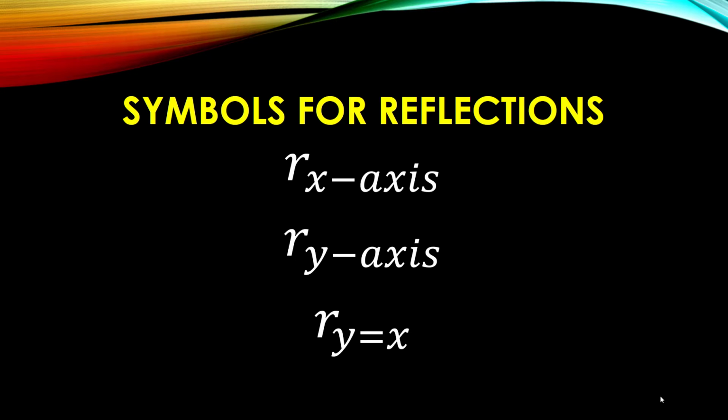So here are our 3 symbols for reflections that also represent the 3 most common reflections we are going to use in this course. The first one means we're going to reflect across the x-axis. The second one means we're going to reflect across the y-axis. And the last one means we're going to reflect across the line y equals x.